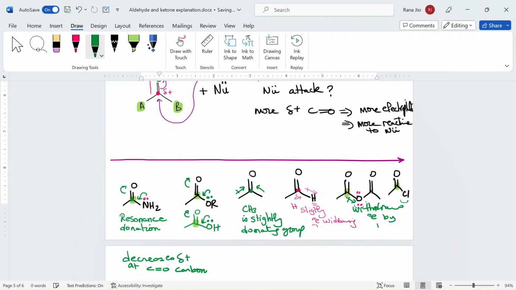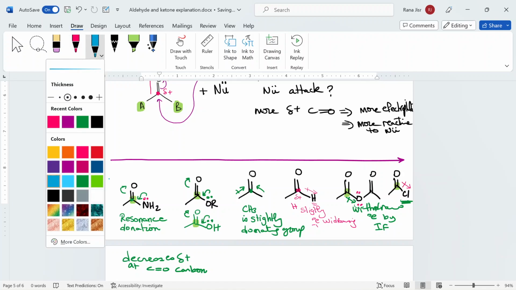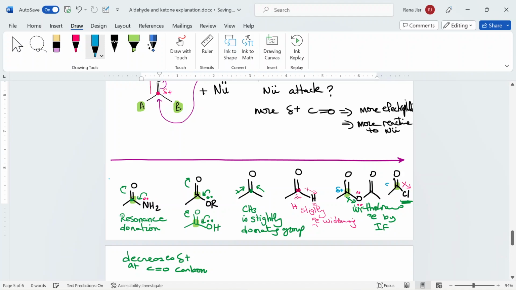The oxygen over here is going to withdraw electrons by inductive effect. Same thing for the chlorine. As they withdraw electrons by inductive effect, they are going to make the carbon of the carbonyl more partial positive. So this one is going to be partial positive and this one is going to be partial positive. The chlorine is more electron withdrawing than the oxygen, so that carbon is going to be way more partial positive than this carbon, so it's going to be more reactive.